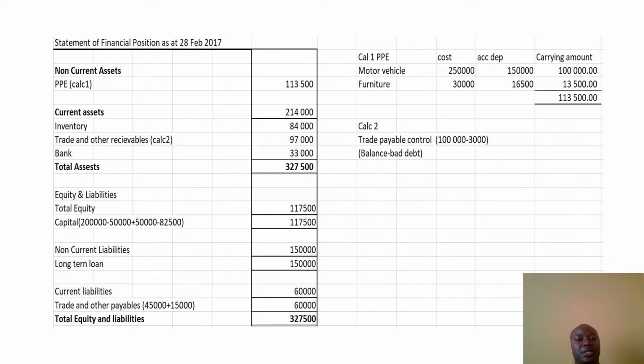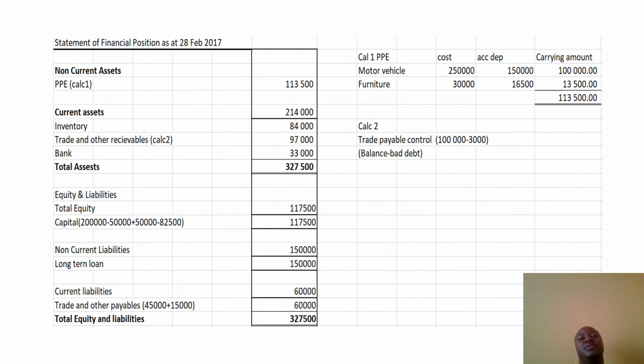Should always be the figure here, should always be the carrying amount. So here the carrying amount is 113,500. How do you determine that? So you're saying cost of the asset less accumulated depreciation to get the carrying amount. You add the carrying amount of both the assets, and then you get this figure, right?